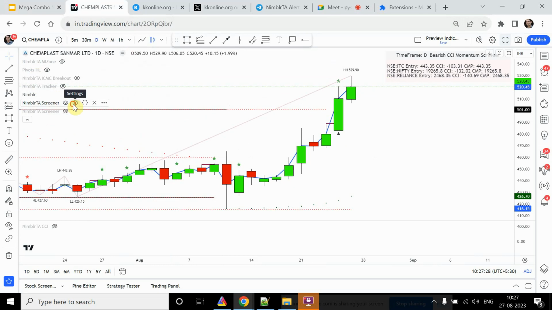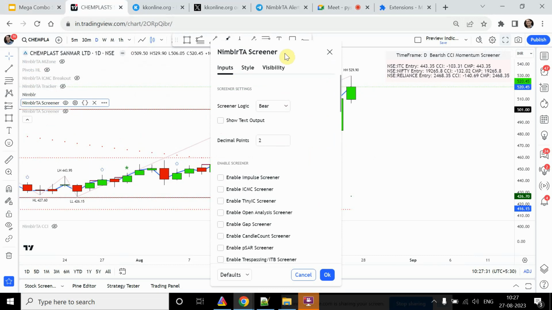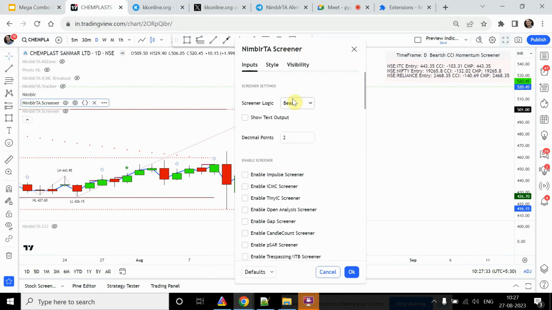If I go to the settings, this screener is completely customizable. There are some options over here. You could see screener logic: it is bear or bull, right? If I am looking for the stocks which are on the bear side, we could easily select it. If I am looking for stocks which are on the bull side, we could toggle it and see how it goes. This is a very simple way of using it.